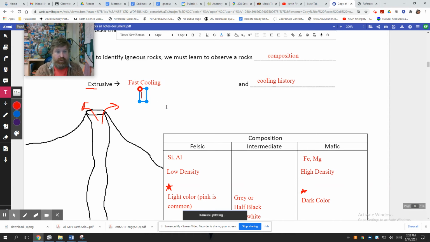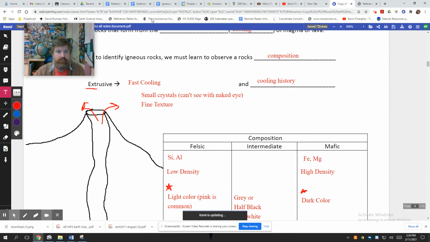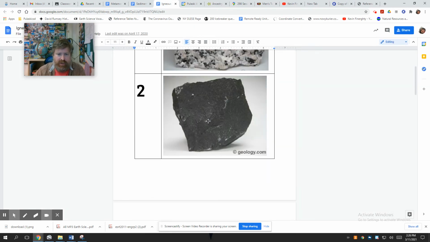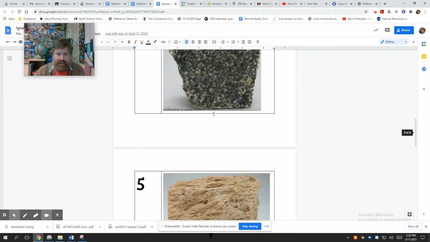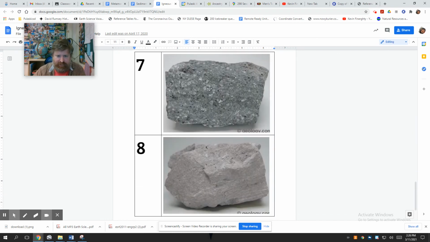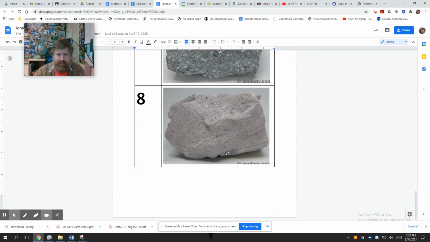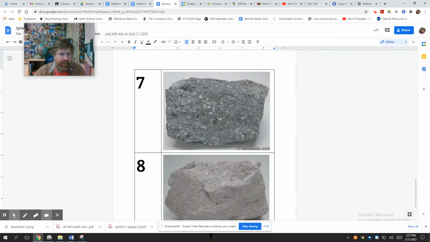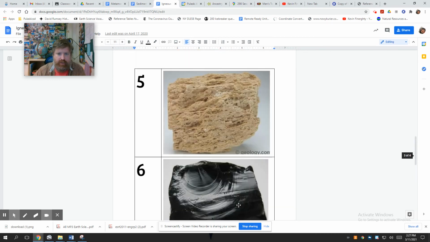So you end up with a couple options. Small crystals, like you can't see with the naked eye, which is what we call a fine texture. All right, fine texture. I can't make out the bits that make that. These two should both be fine. Number 7 looks like there are some little chunks, but for the most part, it's fine. Okay. Can't really see the bits that make up that rock.